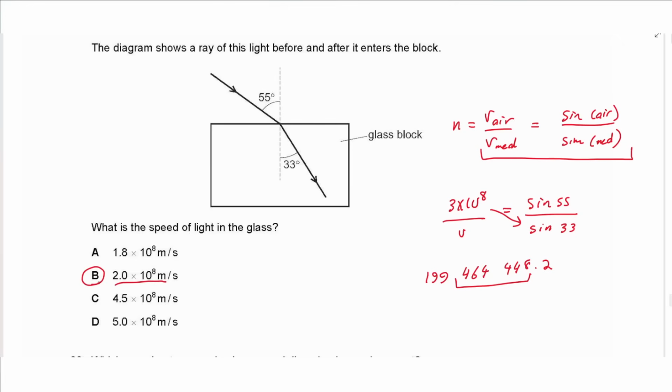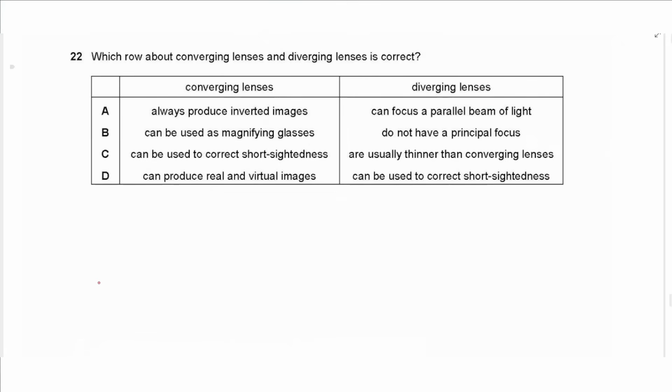is B. Question 22 says, which row about converging lenses and diverging lenses is correct? So for converging lenses, always produces inverted image? No. Sometimes it's upright when it's virtual. Can be used as a magnifying glass? Yes, that's the case of virtual. Can be used to correct short-sightedness? No, long-sightedness. Can produce real and virtual images? Yes. On the other side, we have can focus a parallel beam of light?